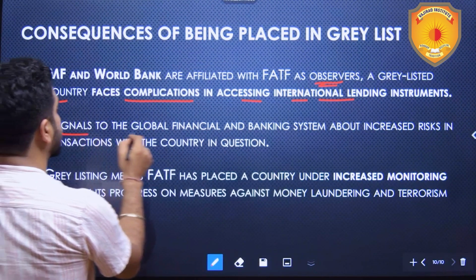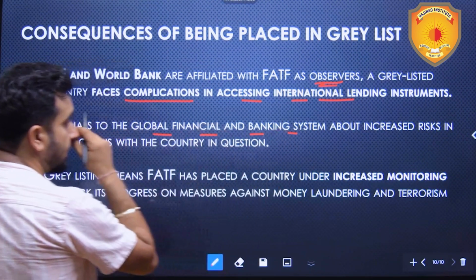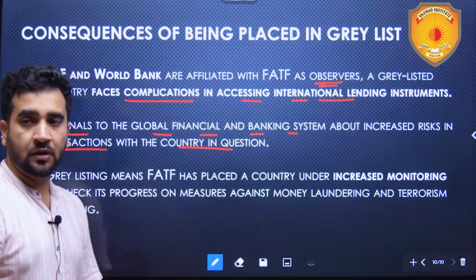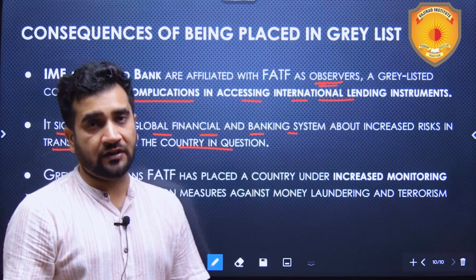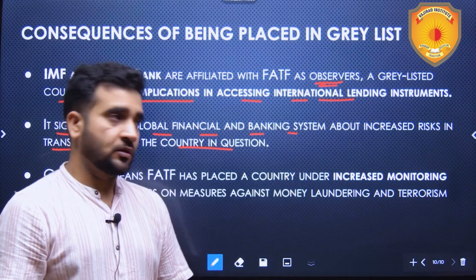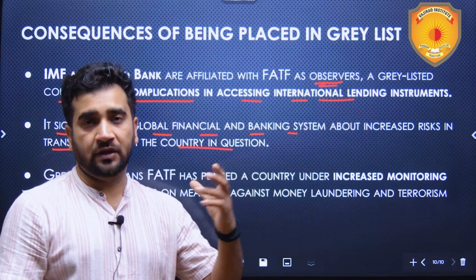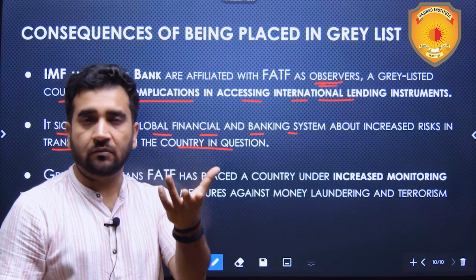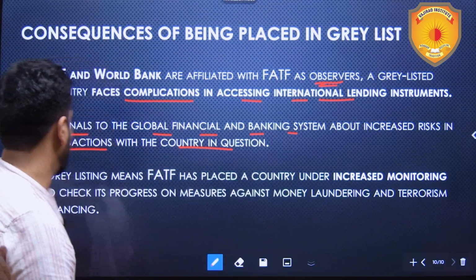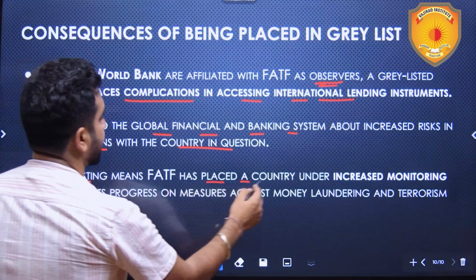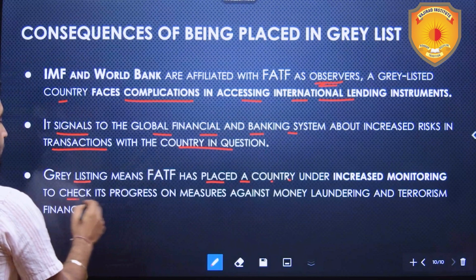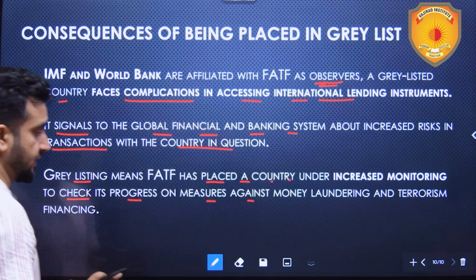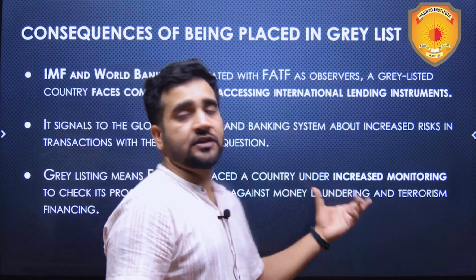Second is, it signals to the global financial and banking systems about increased risk in transactions with the country in question. So there are increased risks in transaction. Whenever a country is there in the grey list, all other countries also feel the same, that there are risks involved over there. Now, grey listing means FATF has placed a country under increased monitoring to check its progress on measures against money laundering and terrorism financing. So it is under increased monitoring.